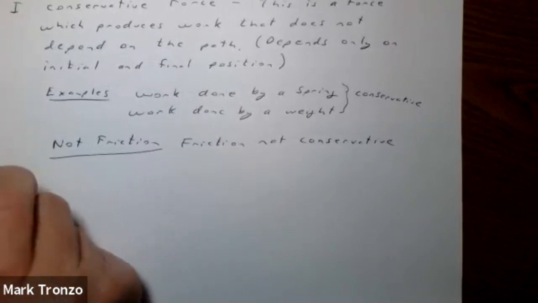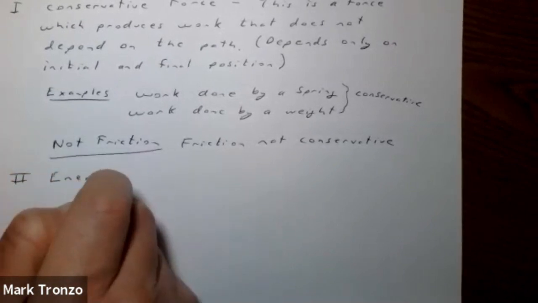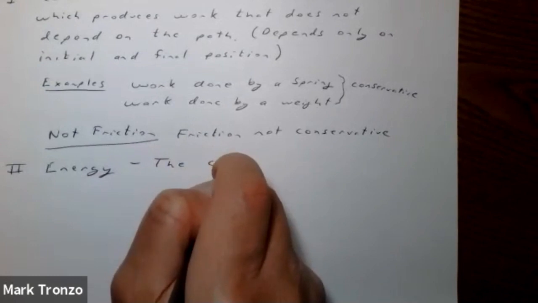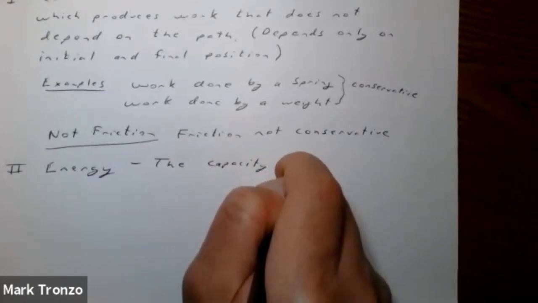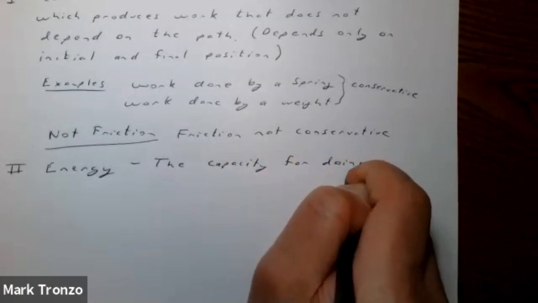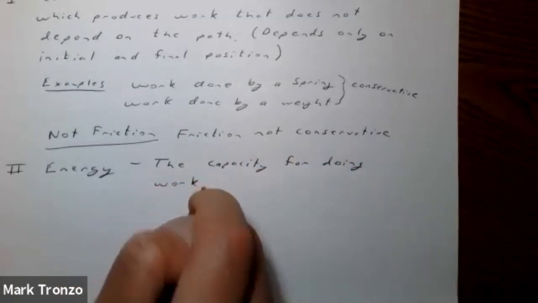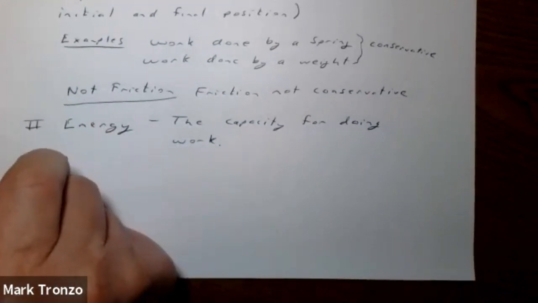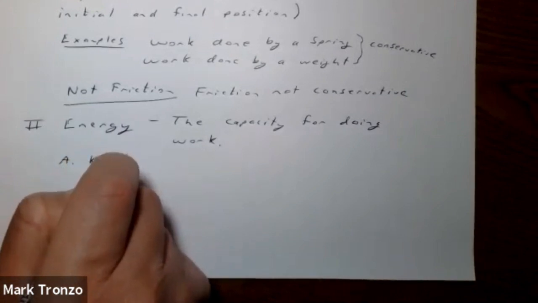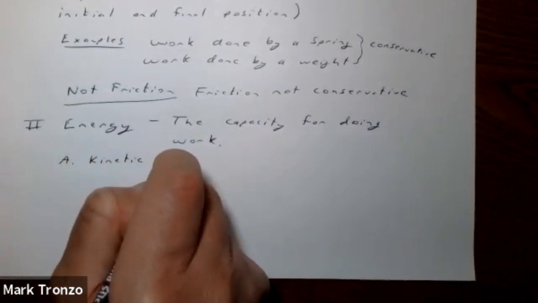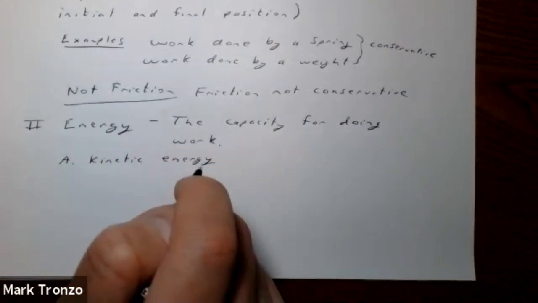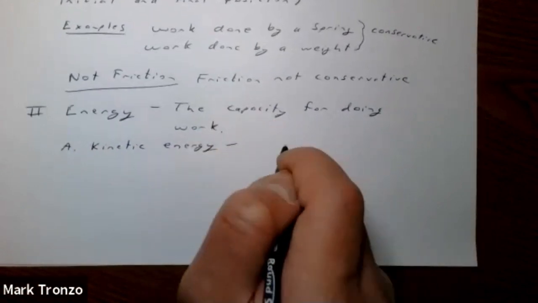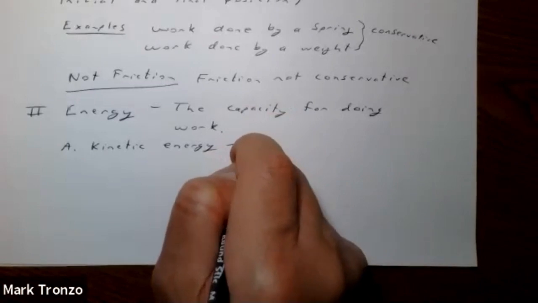Another thing we need to talk about is energy. And energy is the capacity for doing work. And we have two types of energy: kinetic energy that we already talked about. And again, this is associated with motion, which we just saw. Remember, that was like our 1/2 mv squared. This is always associated with motion.